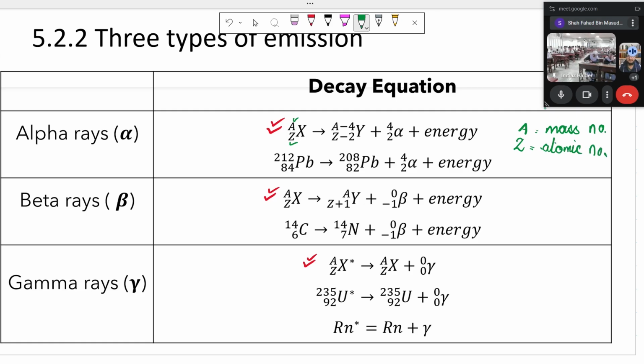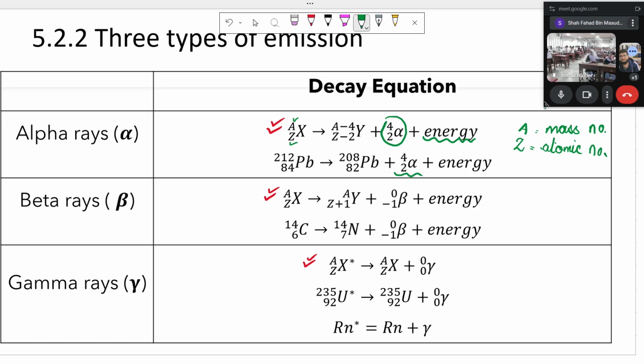Now, whenever any object goes through decay, decay means it is breaking down, it goes through some half life. Whenever any element goes through the half life, and if it loses four mass number and two atomic number, then we say that it releases the alpha particle. Along with that there is going to be energy released. Here is an example. The lead has an atomic mass of 212 and atomic number 84. After the decay, the atomic mass of the lead becomes 208 and the atomic number becomes 82, because it releases the alpha particle, along with a loss of energy.